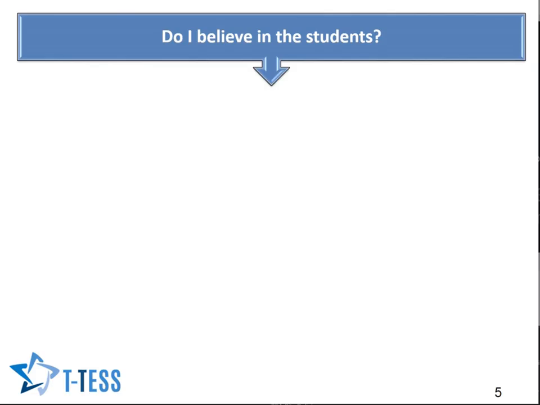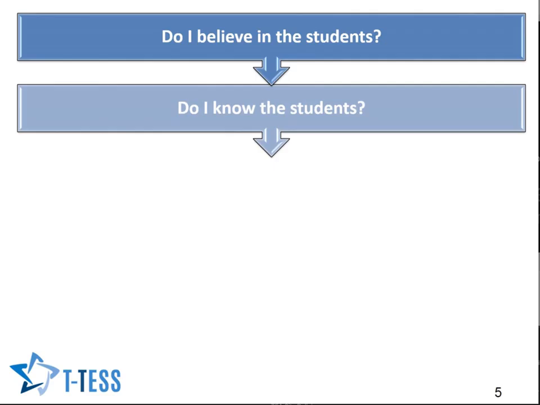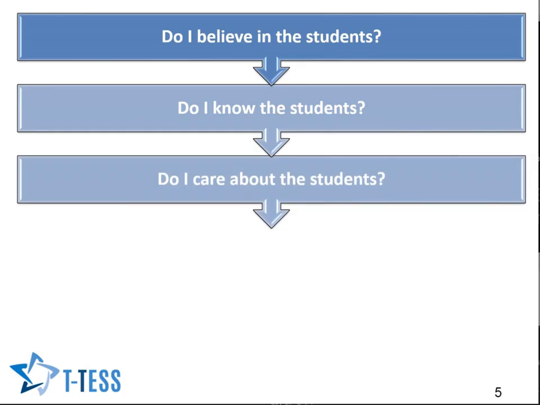There are five simple questions to assess teacher-student relationships and classroom culture. The first question is, do I believe in the students? In order for teachers to effectively teach and inspire students, they have to believe in them. The second question is, do I know the students? This focuses on the teacher's relationship with students. The third question is, do I care about the students? This is centered around the teacher's care, concern, and compassion for students.